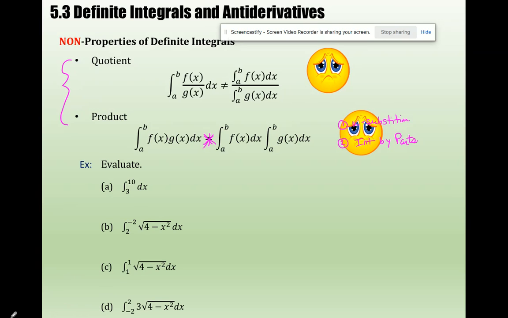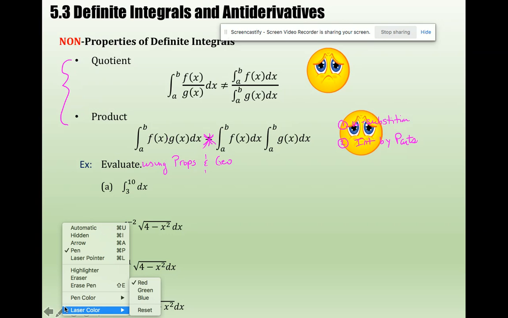So let's use some of our rules to evaluate these integrals. Even though you don't know how to integrate, I'm going to use some of these rules and geometry. I've given you properties, but I haven't taught you how to integrate yet.